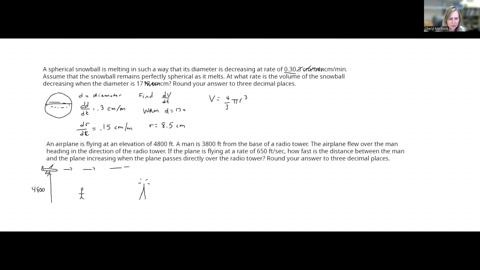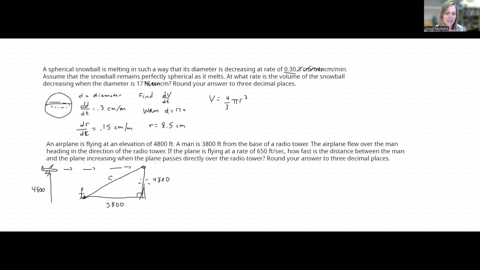So we're going to draw a triangle to relate these things. Here's the guy, there's the tower, and there's the distance. It says a man is 3,800 feet from the base of a radio tower. So this is 3,800 feet. The plane is 4,800 feet above the ground. And the distance between the man and the plane is going to be represented by the hypotenuse of this right triangle. And we'll call that C because it's the hypotenuse.